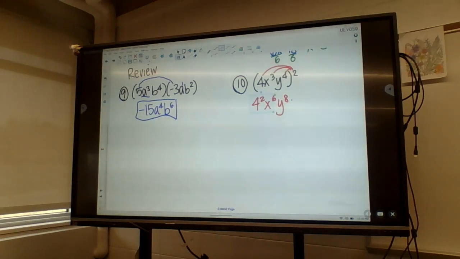So 4 to the second is 16. Oops, I did that wrong. That should be a 6 there. And so again, this didn't have any negative exponents. It didn't have any division, but it still does remind us of some of our exponent rules that we need to review. Okay? So I'm going to give you guys the rest of the time for homework.